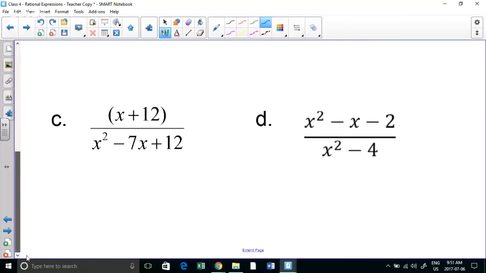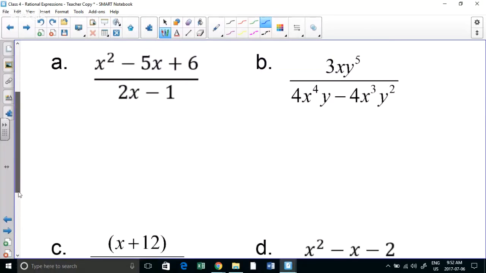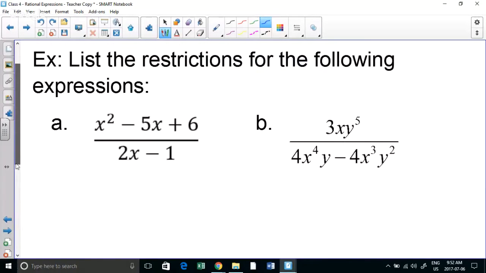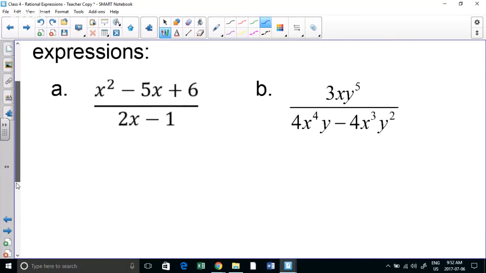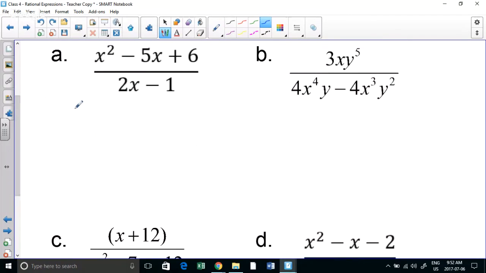So we have a whole bunch of rational expressions here to work with. This question says, list the restrictions for the following expressions. Now, according to our list, we don't care about the top right now. You are going to factor the denominator. So you go through all your different tools. I have 2x minus 1. Can I GCF factor that? No. Can I group it? No. Is it a difference of squares? No. Is it a perfect square? No. Is it a trinomial? No. So this is factored.